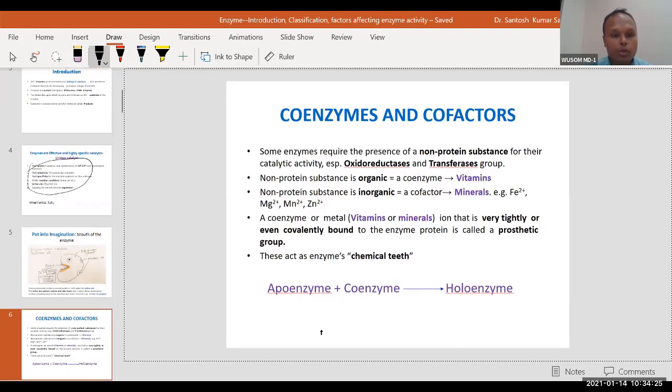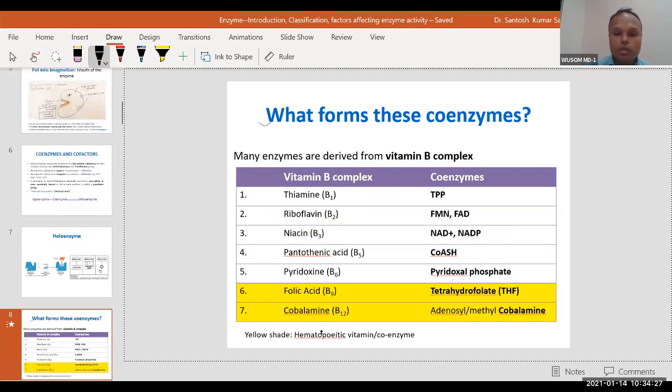I will tell you how questions come. What is the coenzyme? Vitamin B1 or thiamine will form which coenzyme? Niacin will form which coenzyme? You have to remember. Pantothenic acid will form which coenzyme? So you will have to remember that. B2 will form which coenzyme?